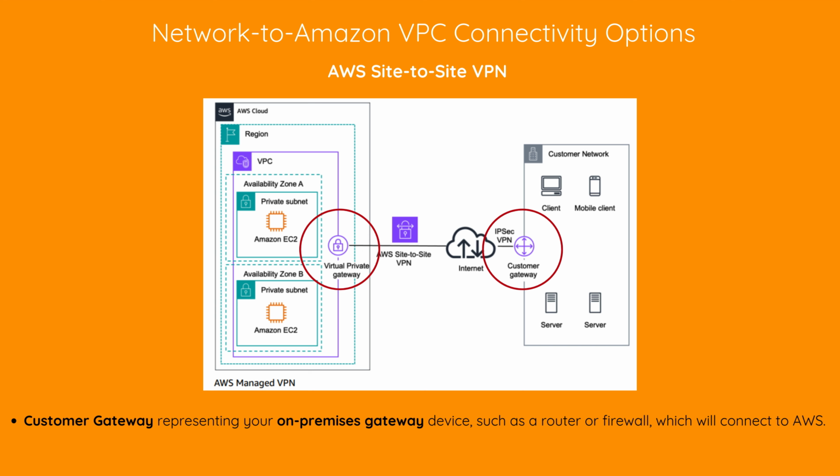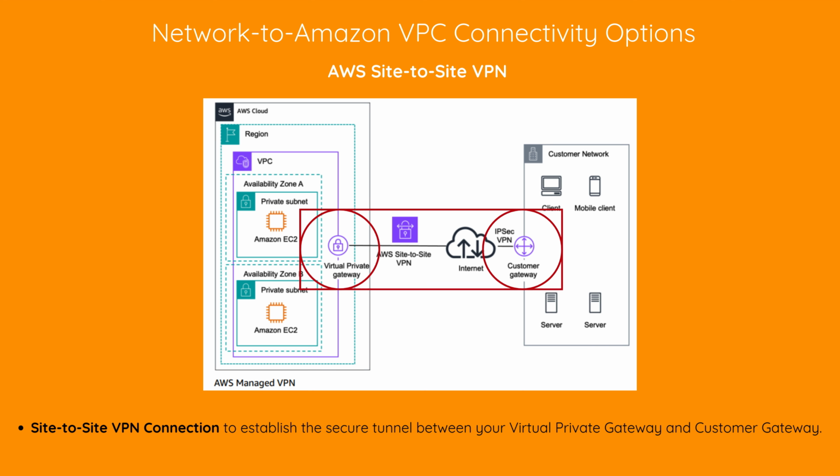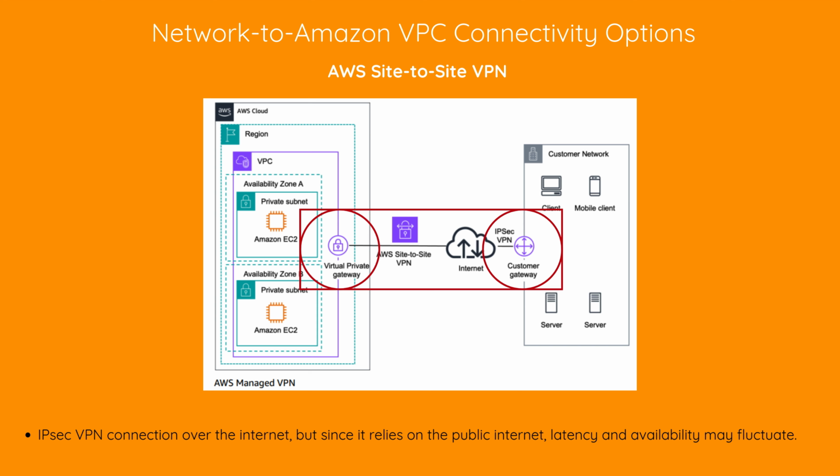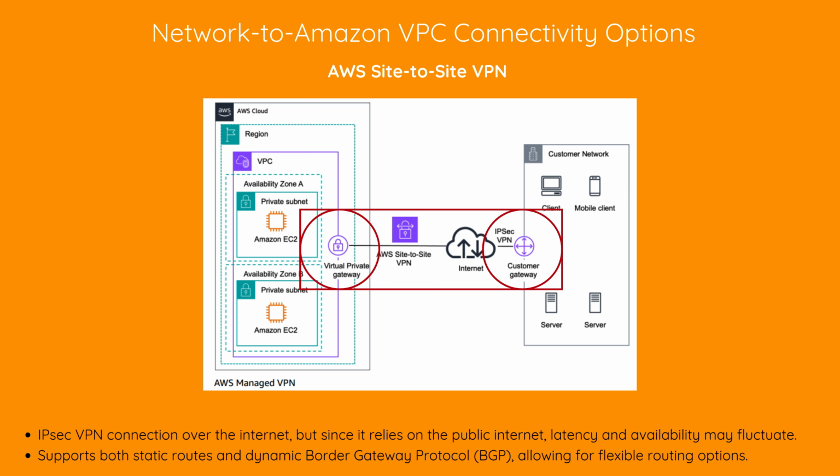Next, configure the site-to-site VPN connection to establish the secure tunnel between your virtual private gateway and customer gateway. This setup creates a managed IPsec VPN connection over the internet, but since it relies on the public internet, latency and availability may fluctuate. The site-to-site VPN supports both static routes and dynamic border gateway protocol (BGP), allowing for flexible routing options.